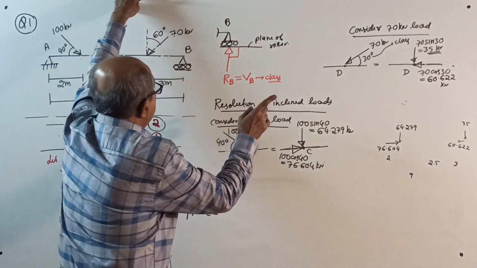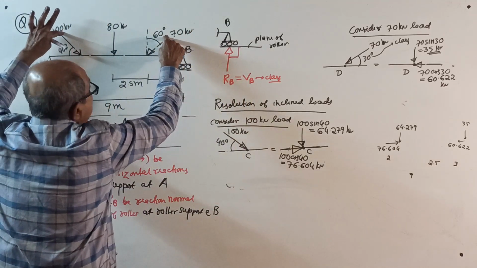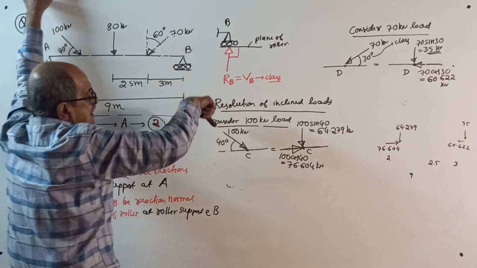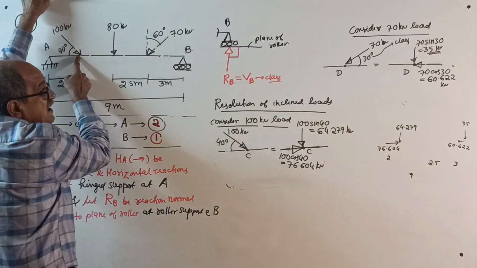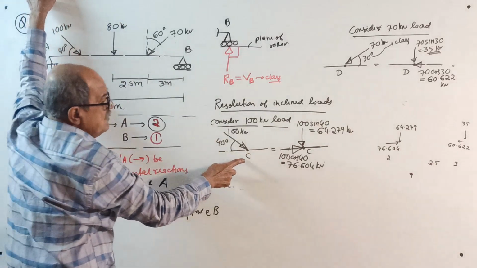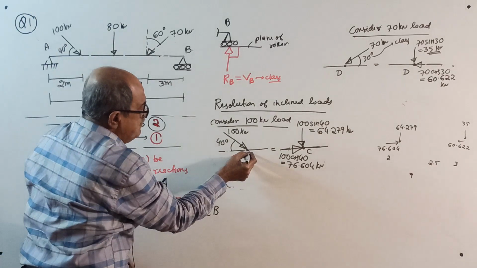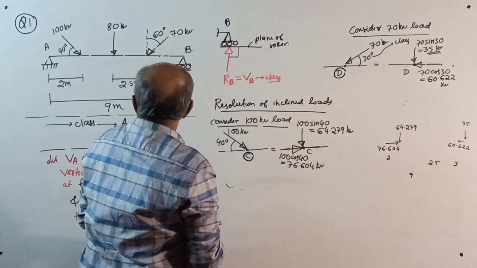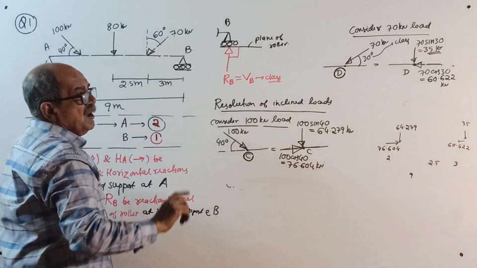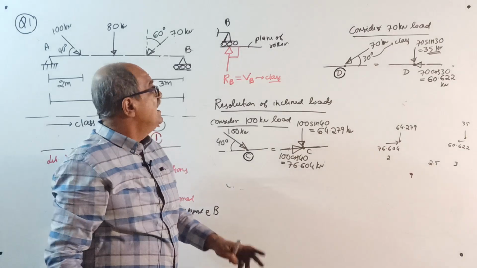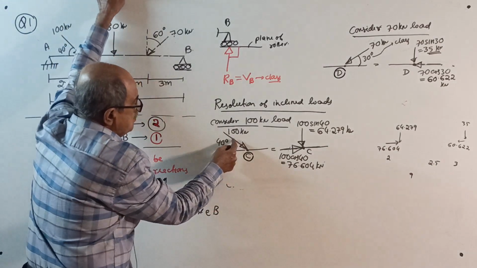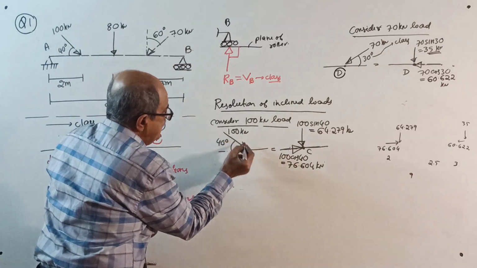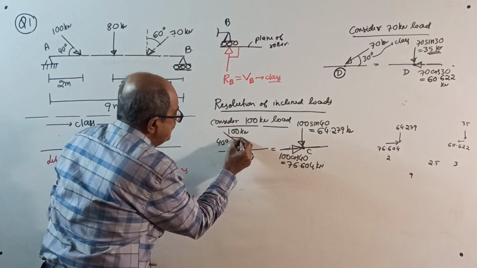First write, then there are two inclined loads here, so you have to resolve them. Consider the 100 kN load. Let that point be C. It is not given in the question. We are naming it. This point we are naming as C. This point I will call D later. 100 kN, I want components. The angle given is 40 degrees with the nearest horizontal.